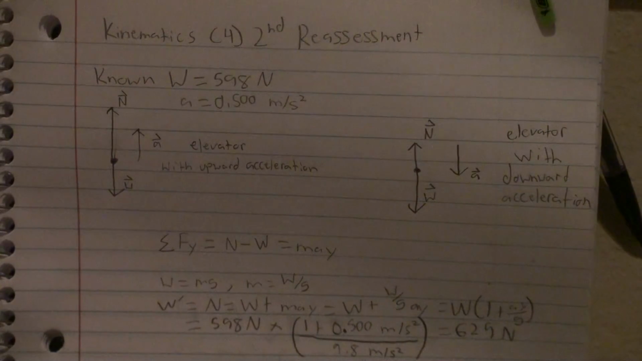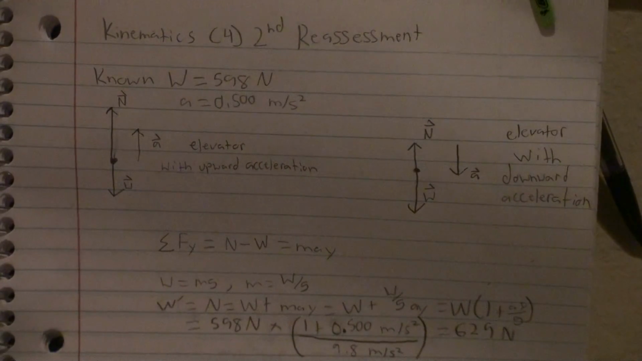Now, I was able to use Newton's second law to find the normal force from the weight and the acceleration that was given. So again, what we know is that the weight is equal to 598 newtons, and the magnitude of acceleration is 0.5 meters per second squared, and we're looking for the apparent weight of the passenger.